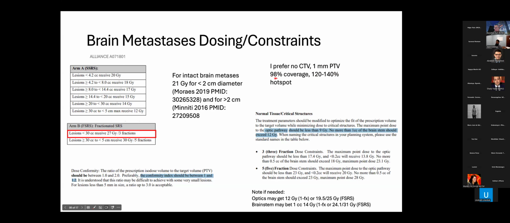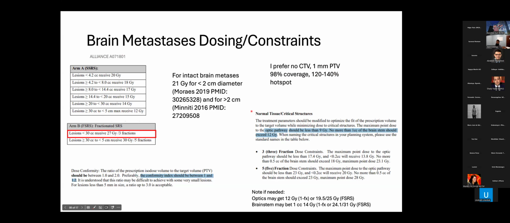95% coverage is probably reasonable as well. And the protocols actually, for PTV coverage, allow as low as 90%. That would only be acceptable in the case where you have a critical organ next to the target that you're trying to spare. And so these are some notes on normal tissues and critical structures, again, from the same protocol.